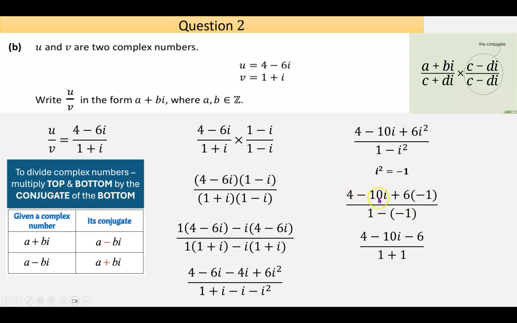The 4 minus 10i doesn't change, but plus 6 times minus 1 is minus 6. And on the bottom, 1 take away negative 1 is the same thing as 1 plus 1. That leads me now to my answer. I'm going to combine the real parts here. 4 take away 6 is negative 2. And on the bottom, 1 plus 1 is 2. You'd be tempted to leave your answer like that, but the 2 will divide evenly into the top part. 2 into minus 2 goes minus 1 times. 2 into minus 10i goes minus 5i times. That's in the form a plus bi, and that's the answer.